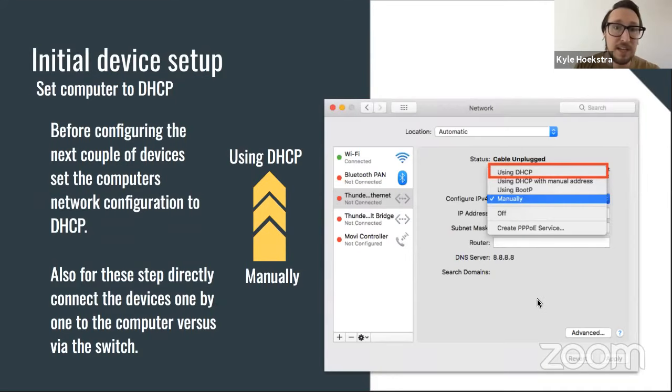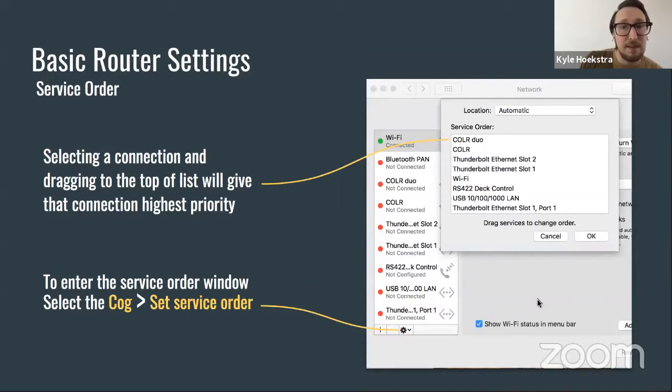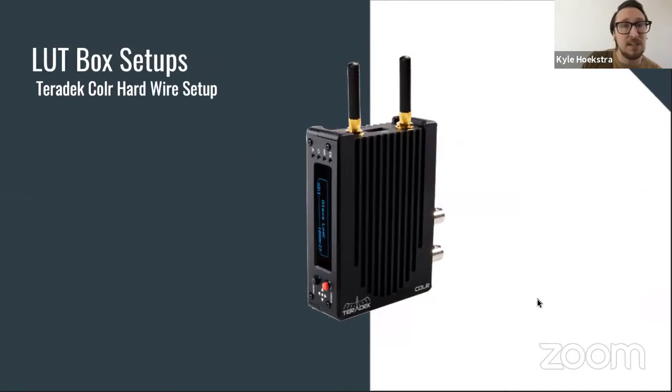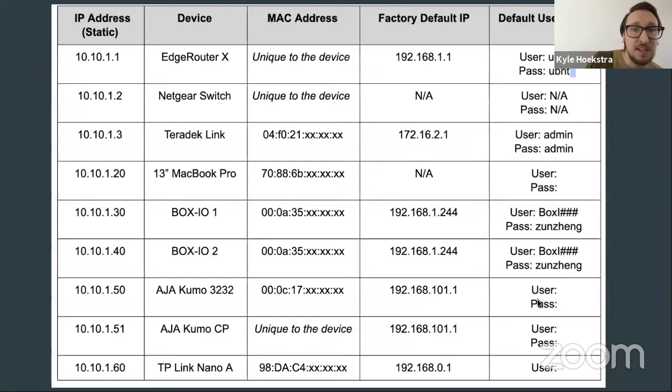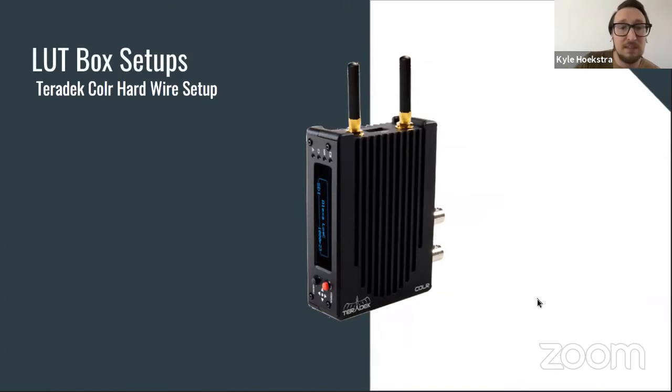So first things first, for initial setup, you're going to want to put your Ethernet port onto DHCP, which just tells it to look for any IP address that the device is going to hand over to you. The very first device we're going to talk about is the color box. The color box is a little bit interesting in that it has a DHCP server on the device, and we're going to utilize that when we connect it over USB. When we connect it over USB, it's going to give us a static IP address.